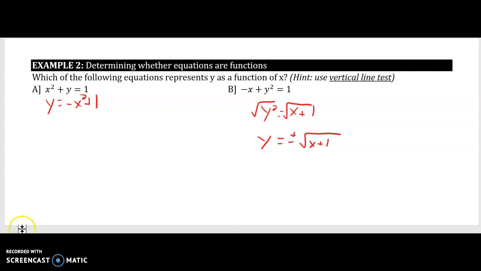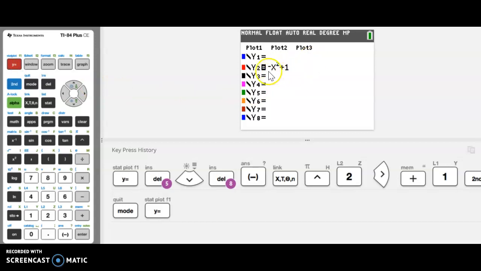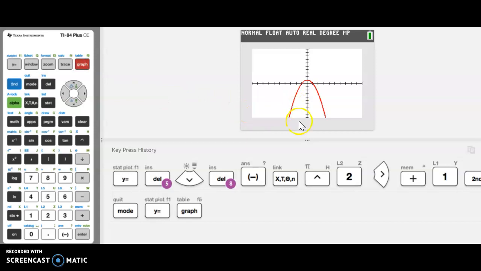Okay? So, go ahead and get your calculator. Right, so we're going to go ahead and graph it on our calculator. If you don't have a calculator, you can always go to Desmos and graph it that way, desmos.com. That works. So we're going to graph negative x squared plus 1. That was our first example. And so we got a parabola going down.